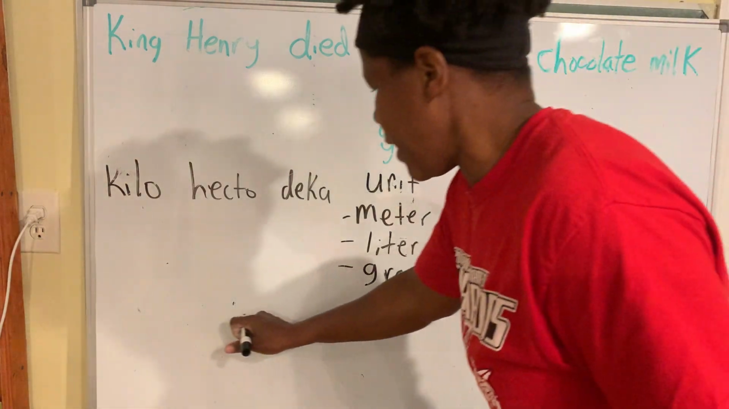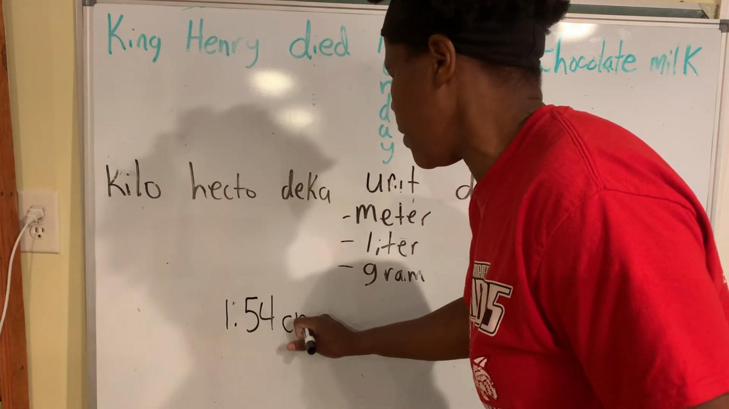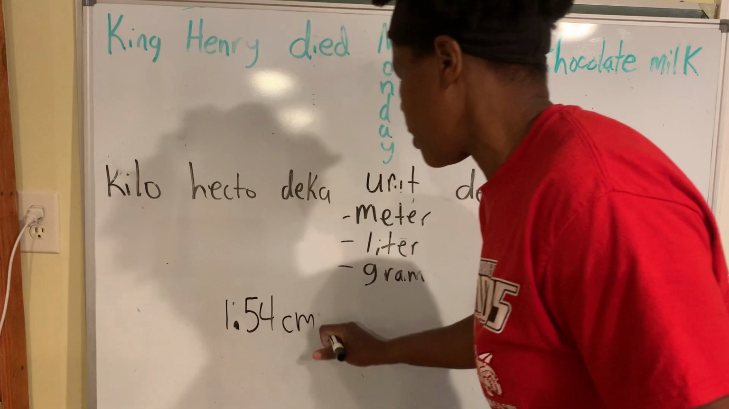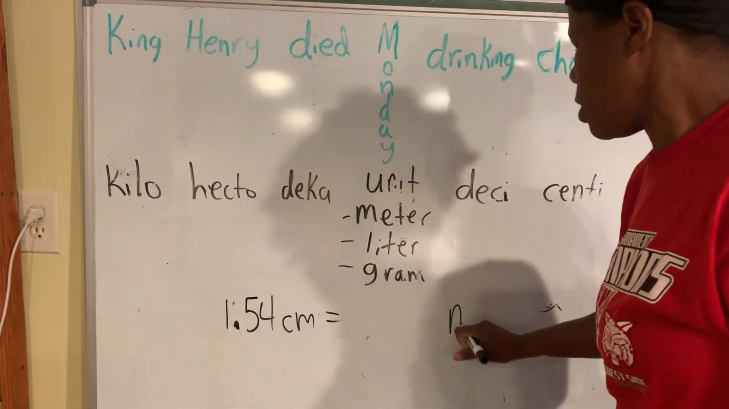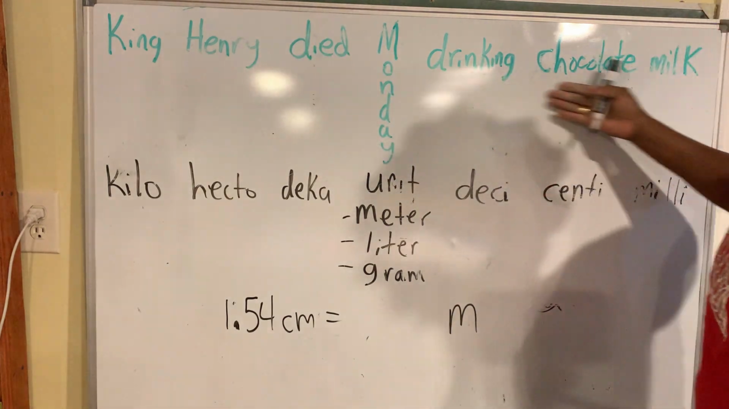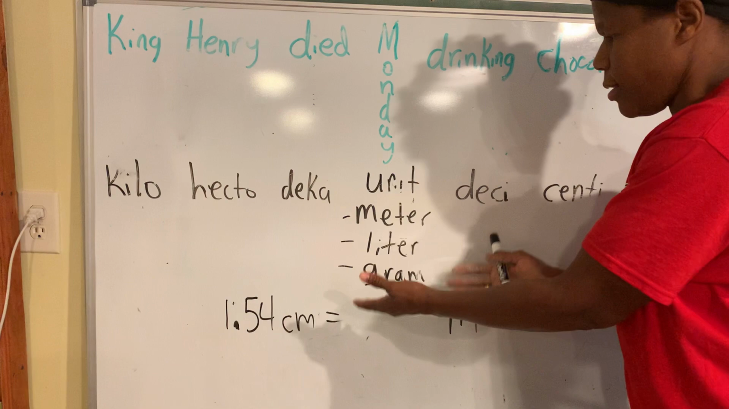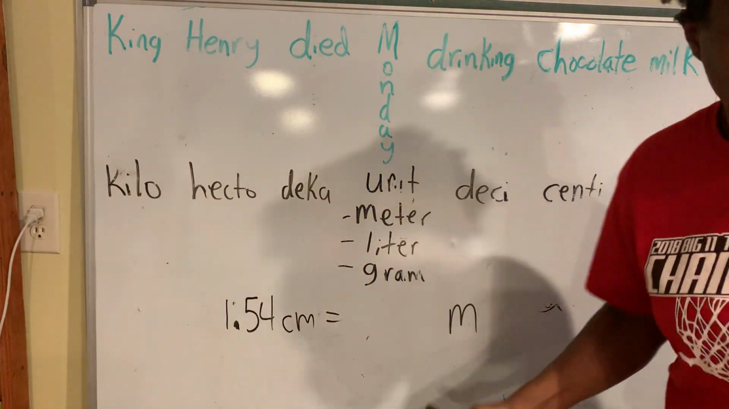I said, what is my height if I am 1.54 centimeters? What is my height in meters? Well, how do I get from here to here? I understand this is here, and I understand this is here, but how do I use this? I don't get how this works. Well, I'm going to show you.